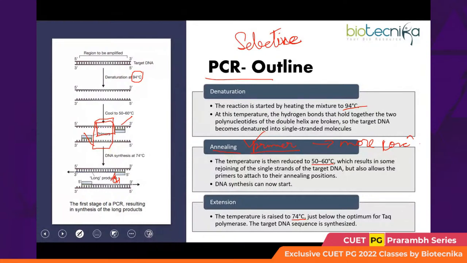Now, why do we need Taq polymerase? Because we need a polymerase that is able to withstand this higher temperature. If we add DNA polymerase from any other organism, it will not be able to withstand it. It is not thermostable, but Taq polymerase is thermostable. So that's why for PCR, Taq polymerase is used.